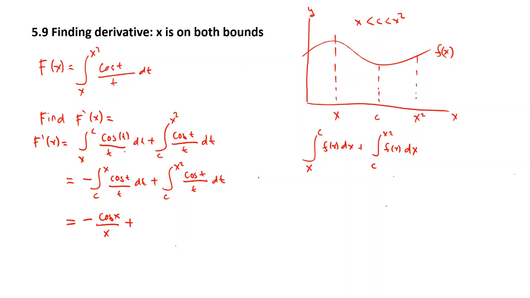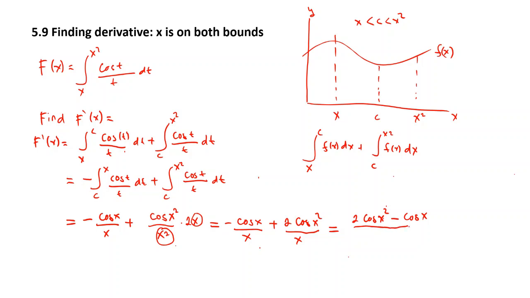and the one on the right is the same thing, we can use the chain rule to solve this problem. This will be cosine of x squared over x squared times the derivative of x squared, which is 2x. Then we can cancel these, so we will have minus cosine of x over x plus 2 times cosine of x squared over x, or we can simplify this into (2 cosine of x squared minus cosine of x) over x.